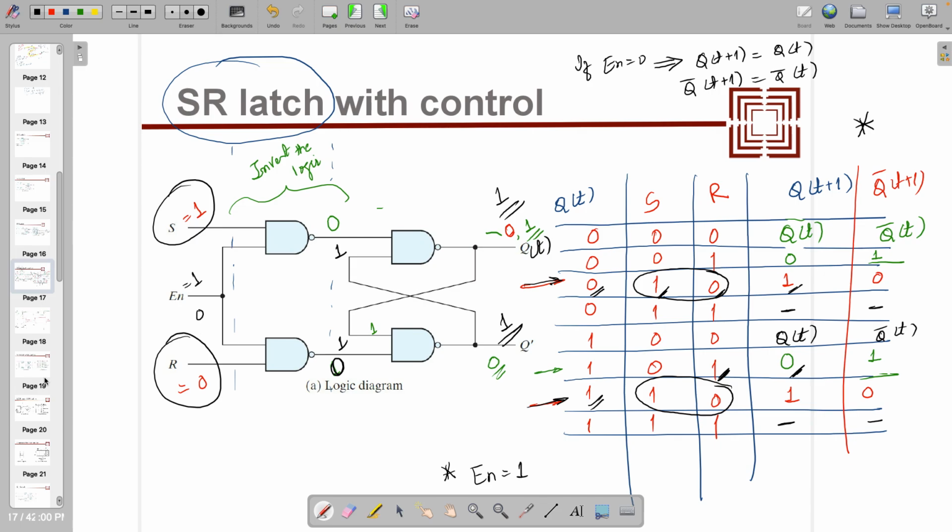Sorry? No, both are not 1. Okay, both are 1, then it's invalid. But whatever was previous, the same thing will stay there. Even if it's invalid, I'm saying the same value will stay there. Generally, we'll try to avoid such a condition when both are 1.